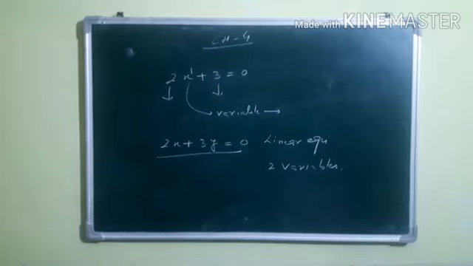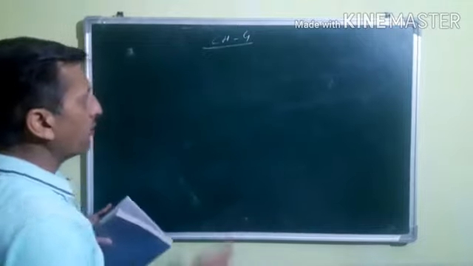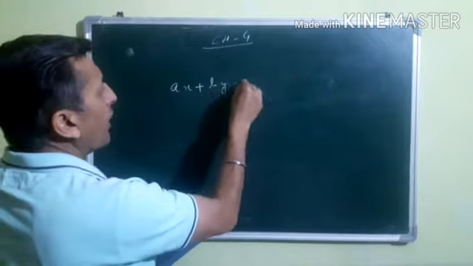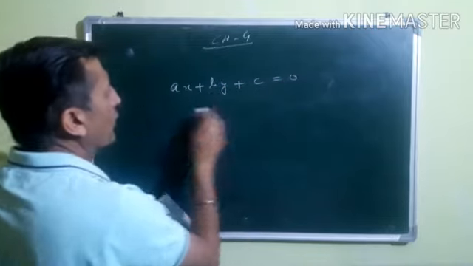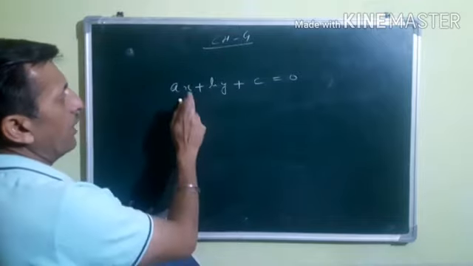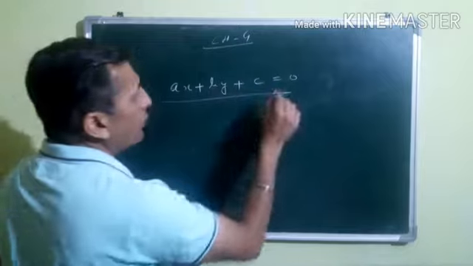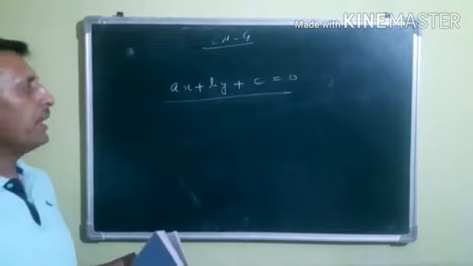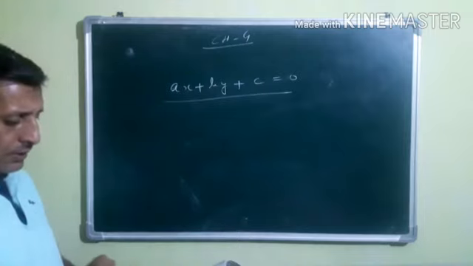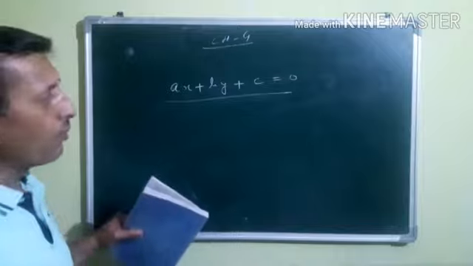So in general, if you want to write a linear equation with two variables, we say it is ax plus by plus c is equal to 0. Here a is a constant, b is a constant and c is a constant, where x and y both are the variables. So this is the introduction to variables and linear equations with two variables. After that, I am going to start with exercise 4.1.